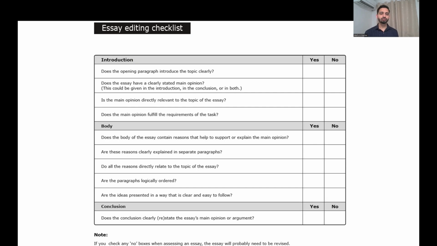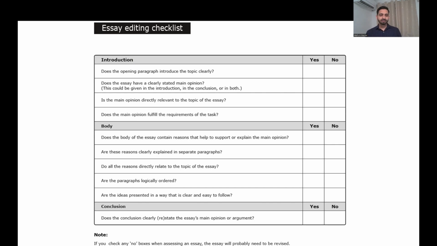Number 3, do all the reasons directly relate to the topic of the essay? So you want to check your paragraph 1, paragraph 2. I'd suggest write 2 paragraphs, but if you're writing three paragraphs, you've got 3 reasons. You should look at all of the paragraphs and make sure that your reasons are directly related to the topic of the essay. Okay, if one of the reasons is not related to the topic, you're not going to score marks for that paragraph because that's not relevant.